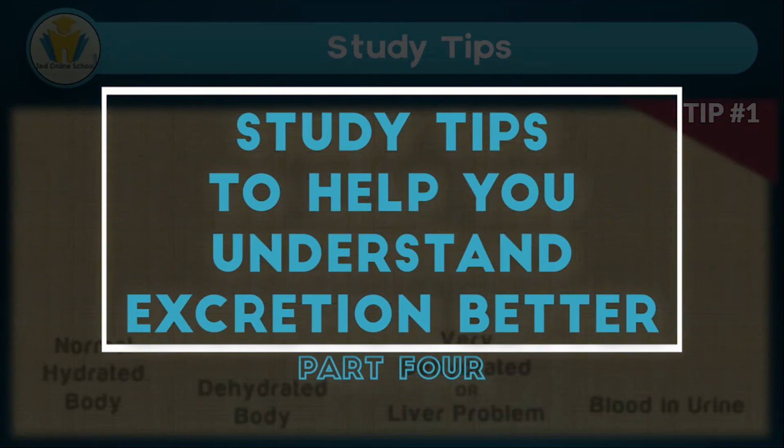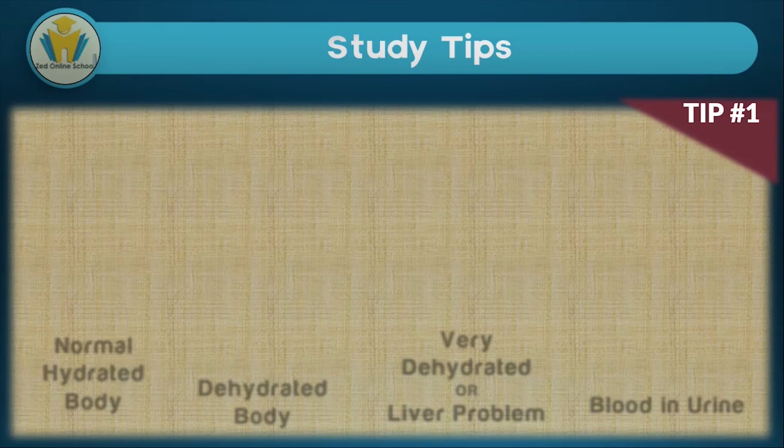Now, let's get to our study tips section. Today we've got a lot of tips that you should always remember when handling the topic of excretion. The first tip is about the information that is communicated in the colors of urine. You should know that the color of your urine can indicate disease or can indicate dehydration of your body.